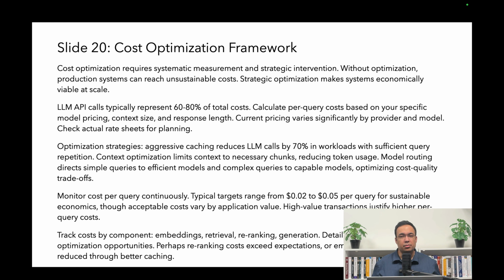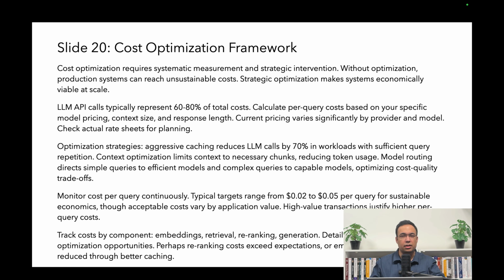Context optimization limits context only to necessary chunks, reducing token usage. Instead of always sending 10 chunks totaling 10,000 tokens, evaluate whether 5 chunks with 5,000 tokens would be sufficient for good answer quality. This reduces per query cost significantly. But please be careful here. Sending too little context would hurt answer quality, so you need to find the right balance through systematic experimentation.